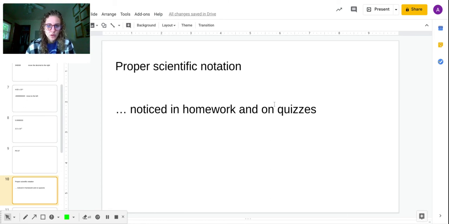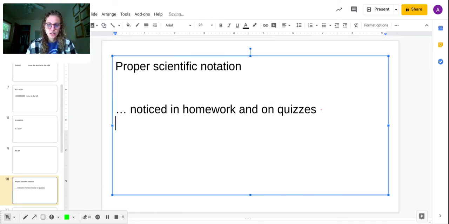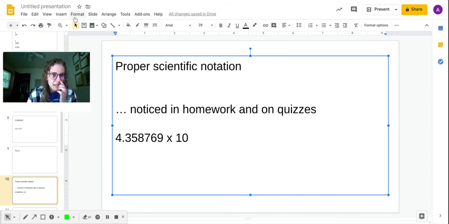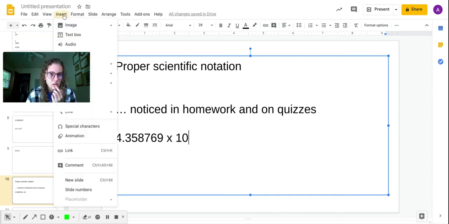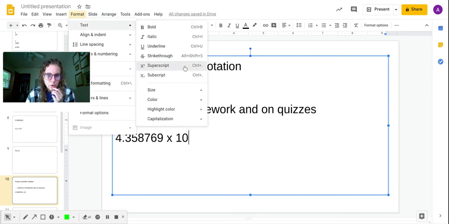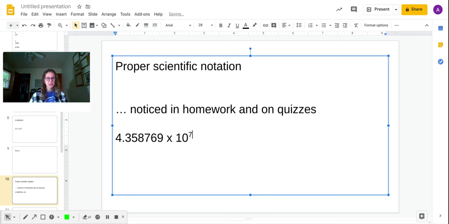In proper scientific notation, you always have one digit followed by a decimal point, and then all of your other digits. I'm just typing a bunch of numbers. As you can see, I put in an equal sign because I wasn't paying attention. Then you have times 10 to whatever power it is. So let me move myself again. For 10 to the, format text, superscript, we're going to say this is to the 7th power or whatever.